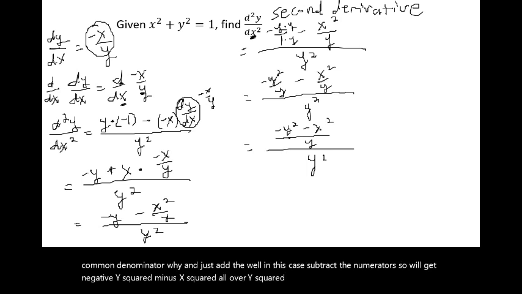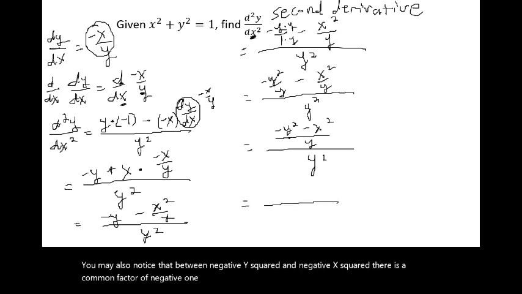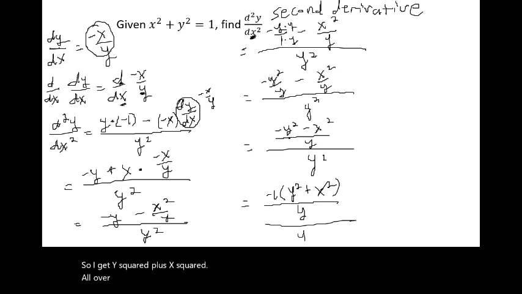You may also notice that between negative y squared and negative x squared, there is a common factor of negative 1. So I'm going to factor a negative 1 out of these two terms. So I get negative, y squared plus x squared, all over y, all over y squared.